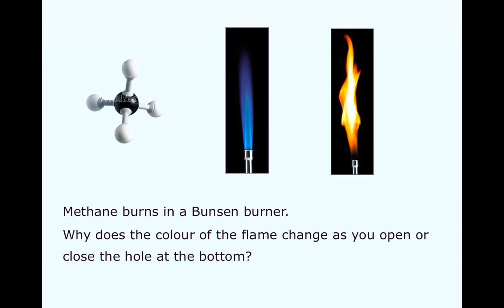Now, methane burns in a Bunsen burner. Why does the colour of the flame change as you open or close the hole at the bottom? Well, I'm sure you know it's to do with oxygen. When you open the hole at the bottom of your Bunsen burner, you allow a lot of oxygen to flow into the Bunsen burner, and your flame is blue. When you close the hole, you limit the amount of oxygen available for the combustion process, and so your flame appears orange. And you're going to learn in this lesson why that colour change happens.